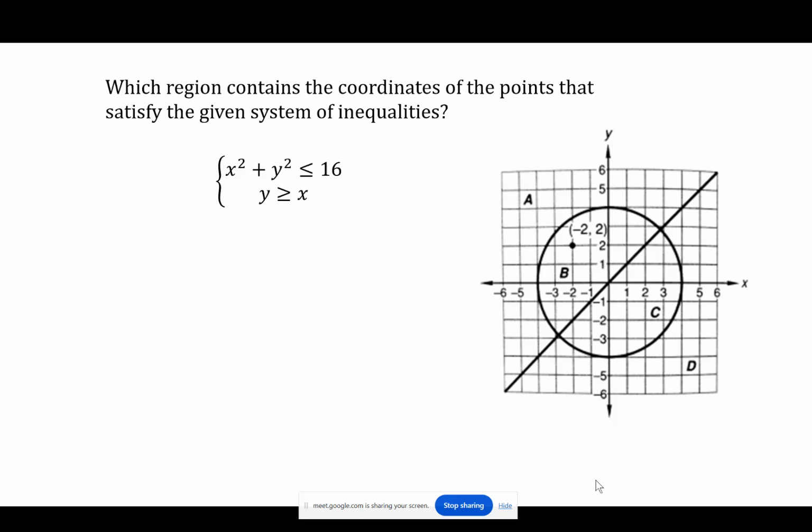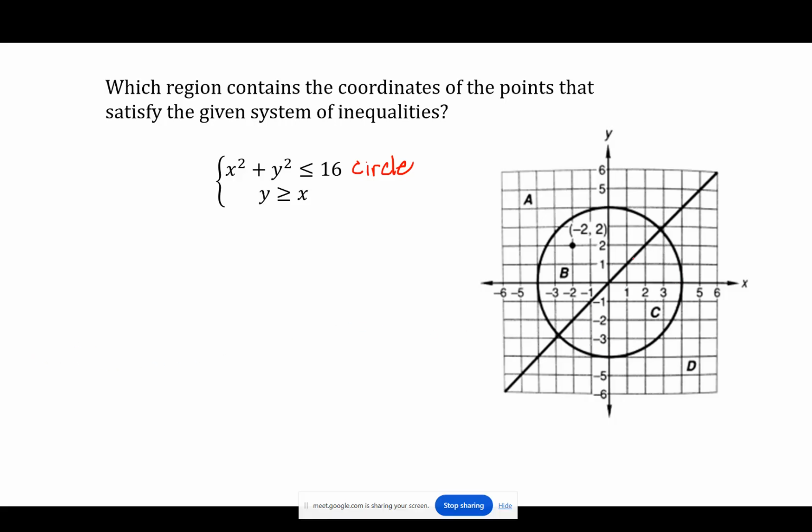Now let's look at this one. Which region contains the coordinates of the points that satisfy the given system of inequalities? The first equation is the circle, and I want to see, do I shade inside the circle or outside the circle? To figure that out, I'm going to use the point 0, 0.